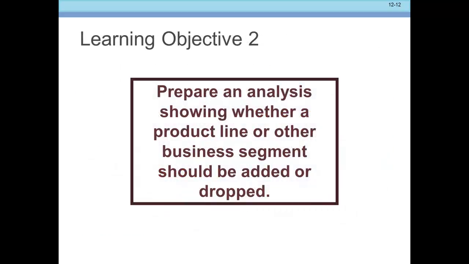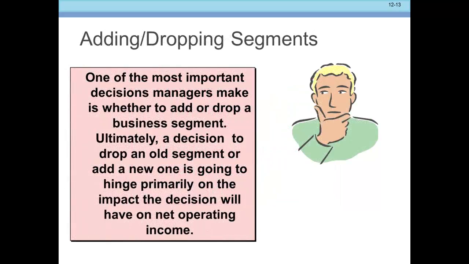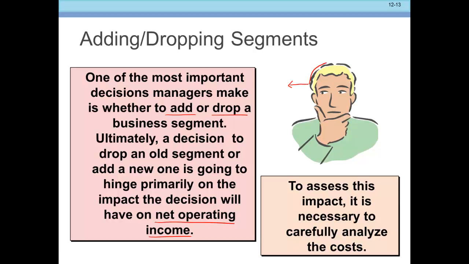Next up, let's talk about how to prepare an analysis showing whether a product line or other business segment should be added or dropped. One of the more difficult decisions managers make is whether to add or drop a business segment. In the final analysis, a decision to drop a segment or add a new one is going to come down to the impact on net operating income. We ask ourselves, will dropping a division result in an increase in operating income? In order to assess this, we need to carefully analyze costs and how they will behave if we close the division.